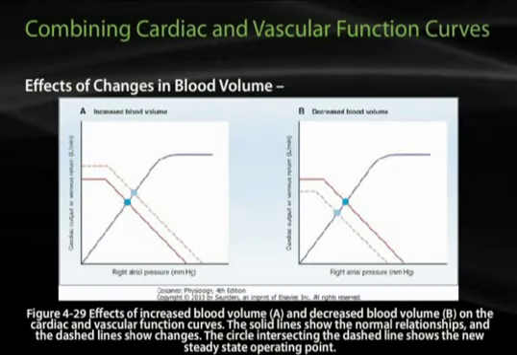Figure 4-29 is shown here. On the left you can see the effects of increased blood volume, and on the right you can see the effects of decreased blood volume.